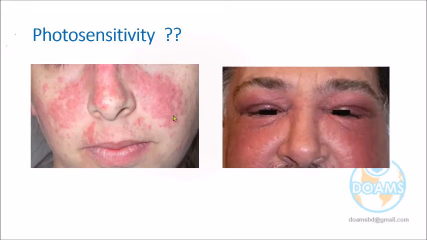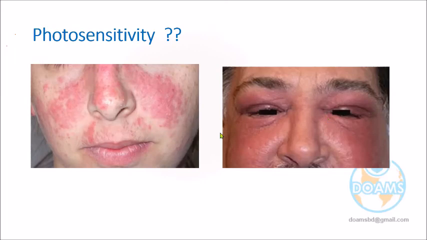Sun exposure: affected or not? The nasolabial fold is not affected by the sun because this is a relatively covered area. So this is a photosensitive rash. But on the left side, it is not a photosensitive rash. Why? Because the nasolabial fold is not spared. But this is a very clean-cut sparing of the nasolabial fold. So it is not a photosensitive rash.